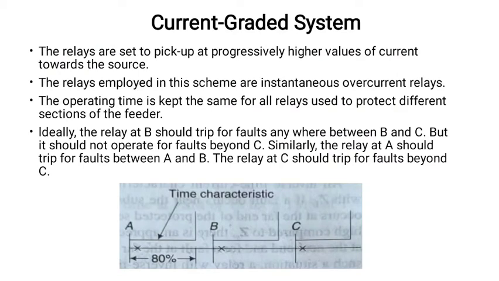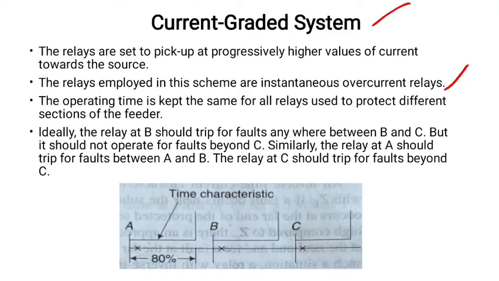Current graded system. The relays are set to pick up at progressively higher values of current towards the source. In this scheme, they are utilizing instantaneous overcurrent relays. The operating time is kept the same for all the relays A, B, C, used to protect the different sections of the feeder.